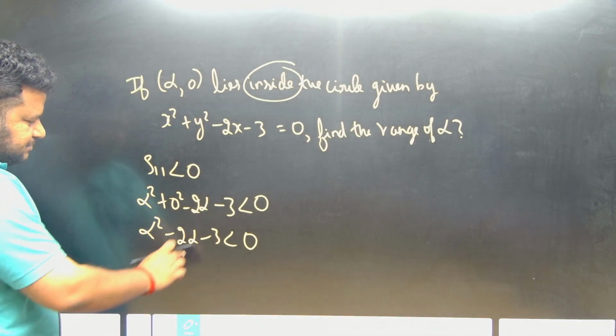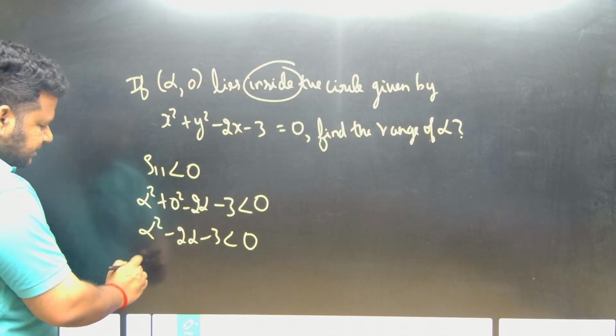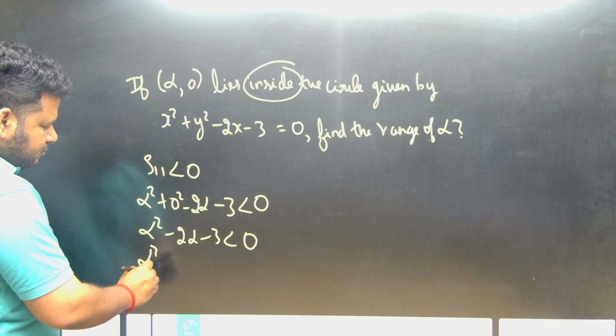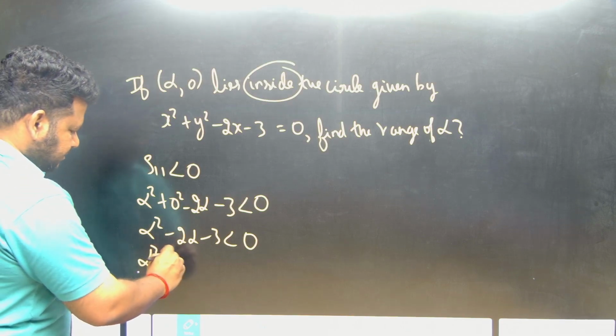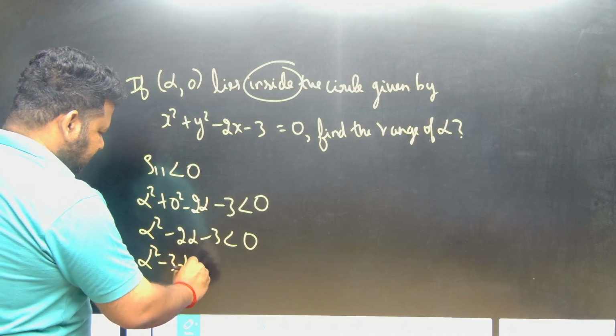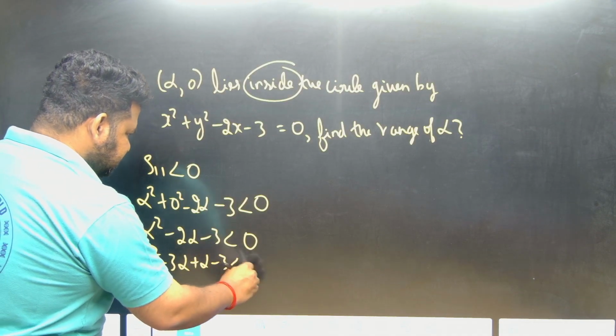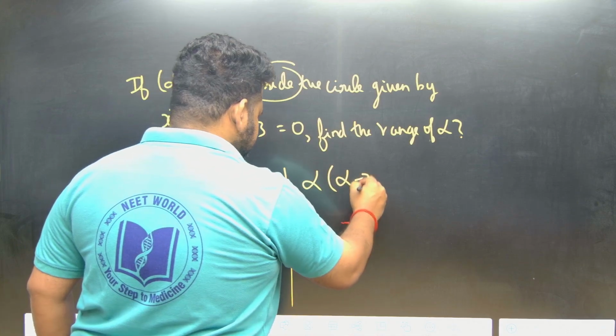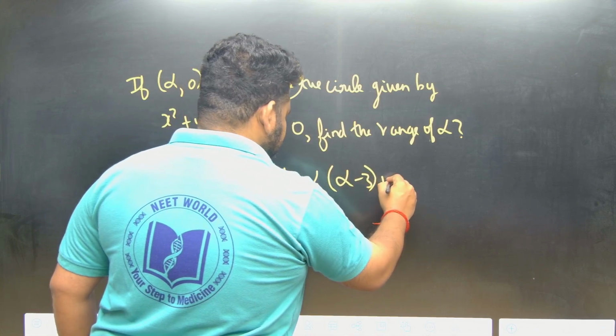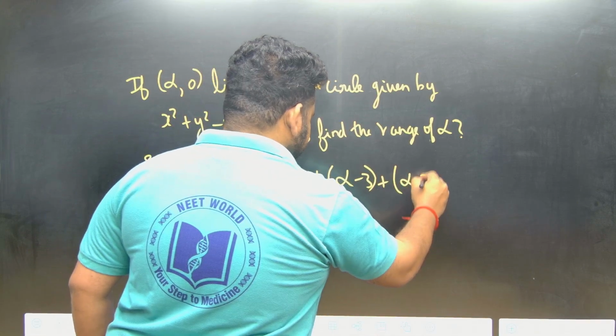So, alpha square minus... product is minus 3, sum is minus 2. So I can take it as what? Alpha square, what will the product be? Minus 3 plus 1, correct na? Minus 3 alpha plus alpha minus 3 is less than 0. On factorizing, what will I be getting? I will take alpha common here, alpha minus 3, and here plus 1 into alpha minus 3 will be less than 0.